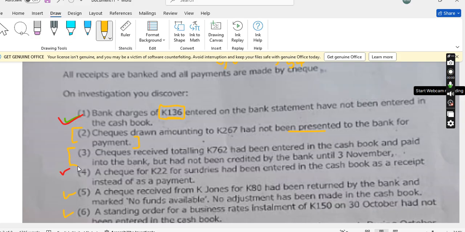Okay, unpresented checks. Checks received totaling 762 had been entered in the cash book and paid into the bank, but had not been credited by the bank until 3rd November. So also this, the cash book has already been dealt with, so this one will have to go in the bank statement.